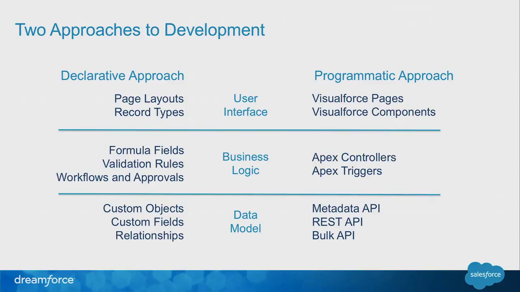So there's two approaches to development that you'll hear frequently within the platform. It's very different than what you may be used to in like Java or .NET or another application language. There's the declarative approach and there's a programmatic approach. So in the declarative approach, you have all the things that basically somebody can do with clicks. You don't have to write any code to do any of this. So you can create page layouts, which are the user interfaces in the standard pages. You have record types. Record types are basically a way for you to partition business logic on an object.